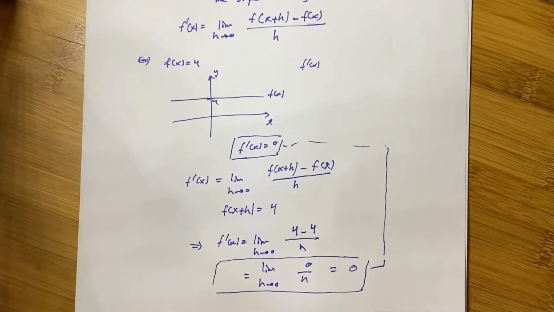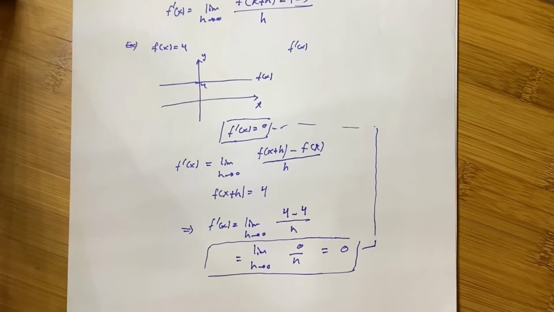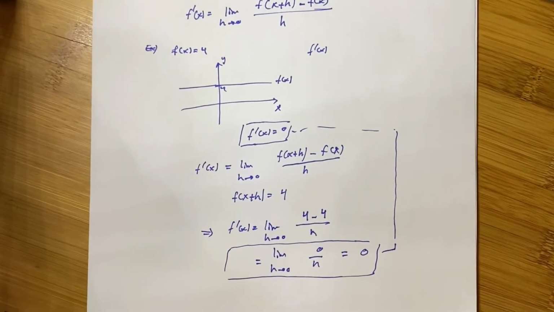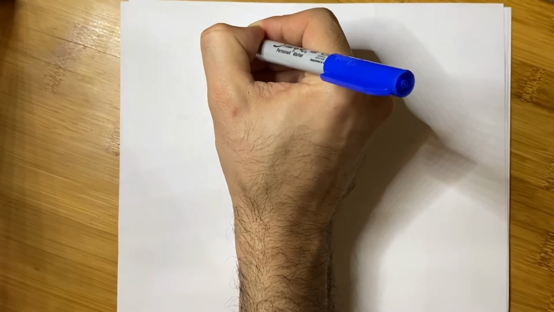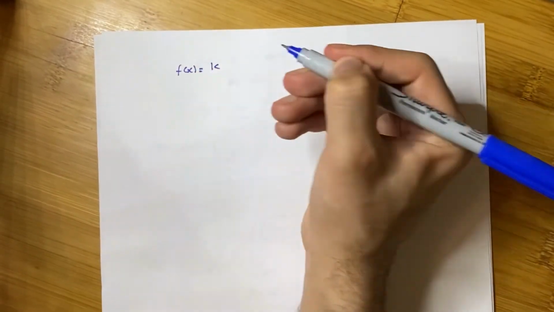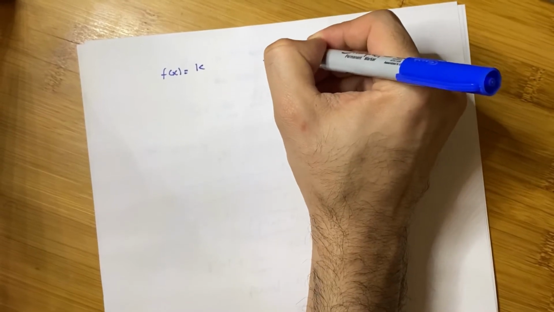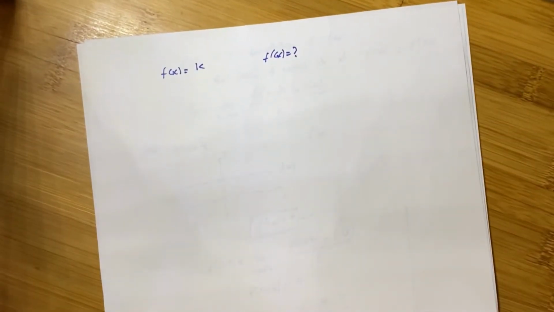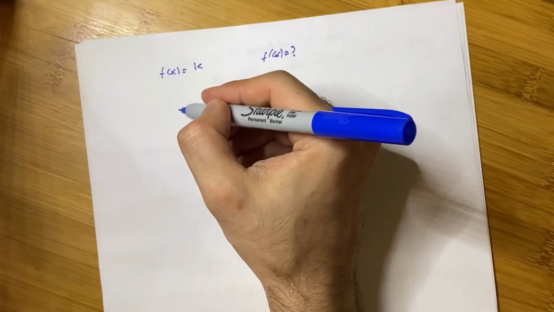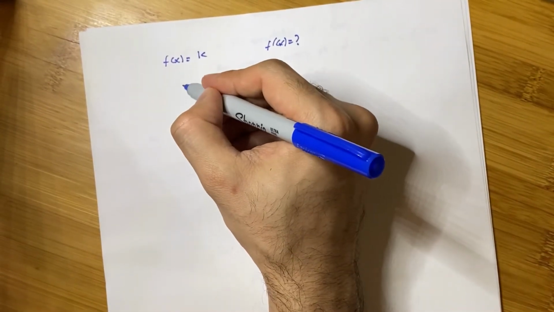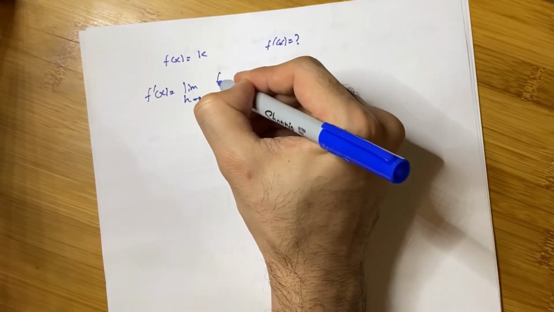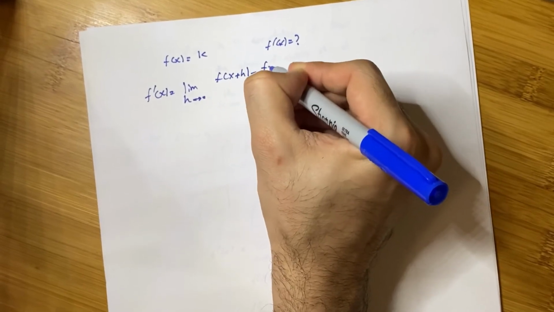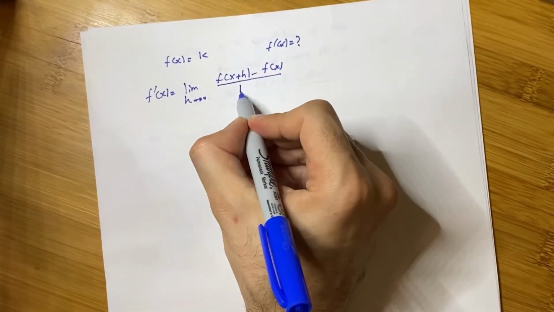So now, let's take a more generic example. Let's say again we have a constant function, and that constant is f of x equal to k. We want to take the derivative of that. What we can do is use the derivative definition, which is the limit as h goes to 0 of f of x plus h minus f of x over h.